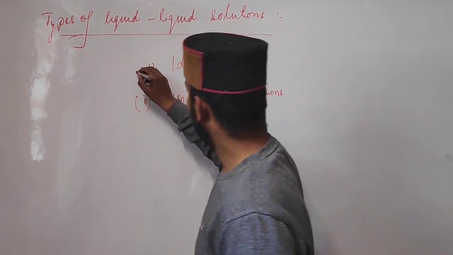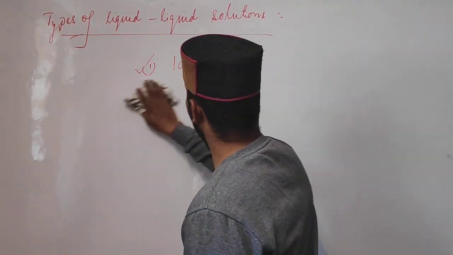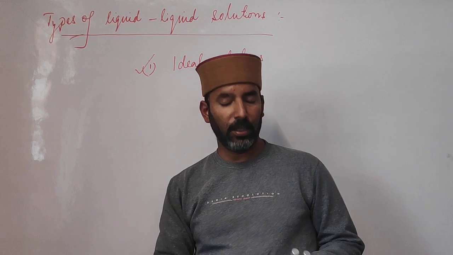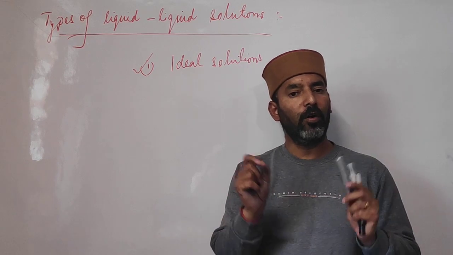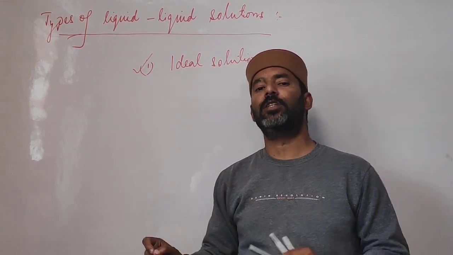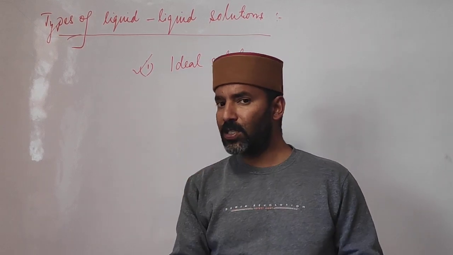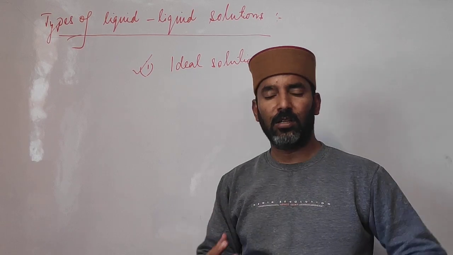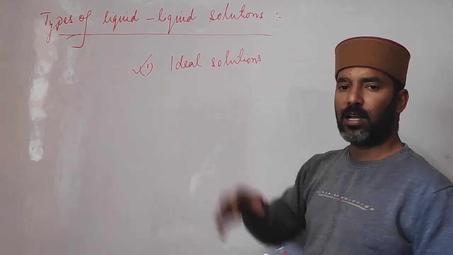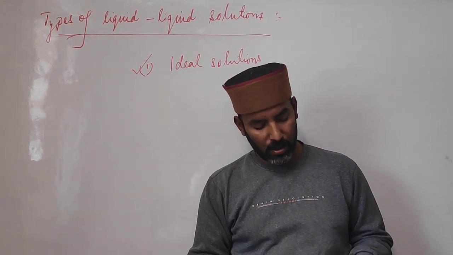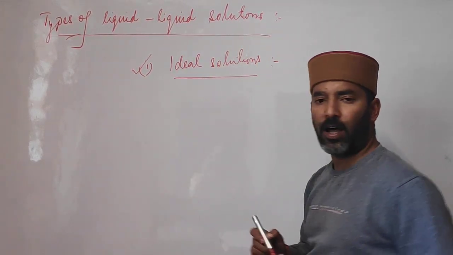So students, first we will discuss ideal solutions. Now students, what do you mean by an ideal solution? Students, listen carefully. Solutions which obey Raoult's law over entire range of concentration and temperature are called ideal solution. So any solution in which the components obey Raoult's law over entire range of concentration, such solutions are called ideal solutions. So students, now we'll go into details of ideal solutions.